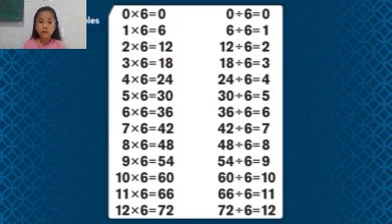36 divided by 6 equals 6. 42 divided by 6 equals 7. 48 divided by 6 equals 8. 54 divided by 6 equals 9. 60 divided by 6 equals 10. 66 divided by 6 equals 11. 72 divided by 6 equals 12. Well done, you may be seated.